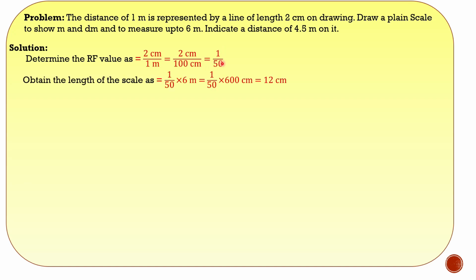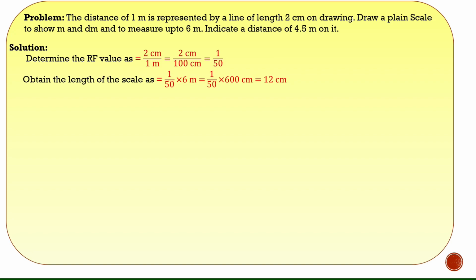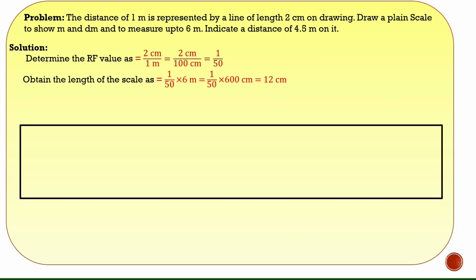Now we have a few more calculations to do. The length we want to represent is 6 meters, so we have to calculate how many centimeters it will be. So the RF into the given length, 6 meters. 6 meters means 600 centimeters we have to keep. So when you do the small calculation, you will get 12 centimeters. Now you take your scale and measure 12 centimeters and make one box like this.